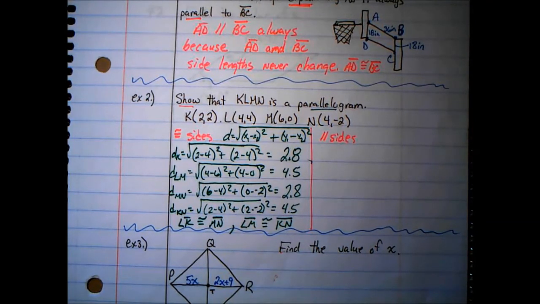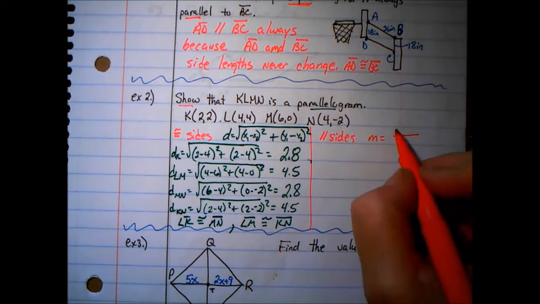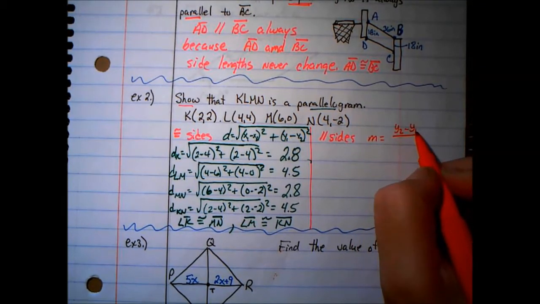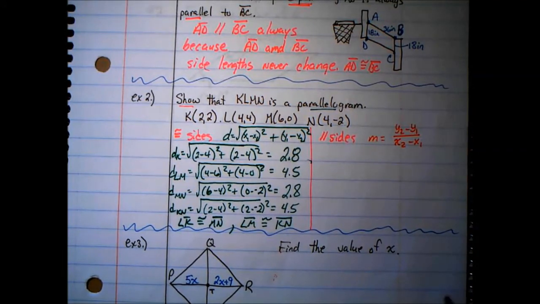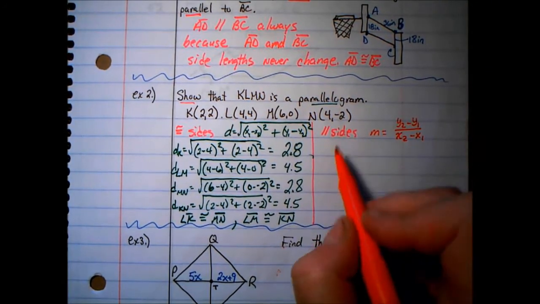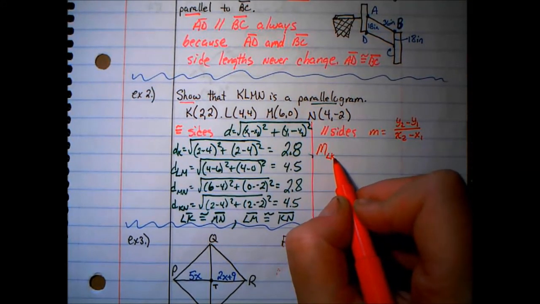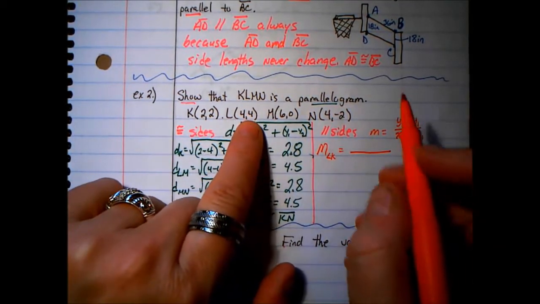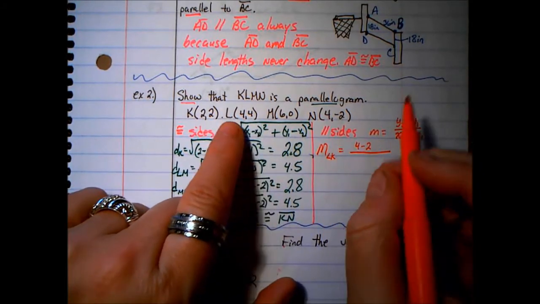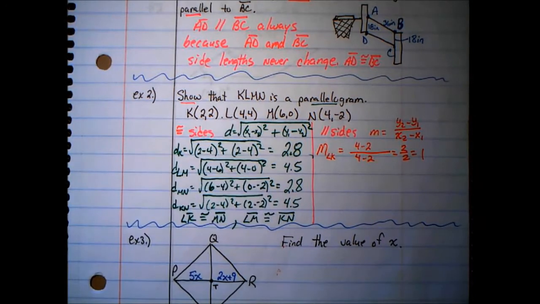Now, if I switch it and say, okay, I want to do parallel sides. Well, parallel sides means I'm dealing with slope. And that means I have to do y2 minus y1 over x2 minus x1 for all my sides to show parallelism. So if I take the slope of the first one, which was LK, I'm sorry, KM or LM, whatever. The y's, I'm going to take 4 minus 2 on top and 4 minus 2 on bottom. That gives me 2 over 2, which is 1.